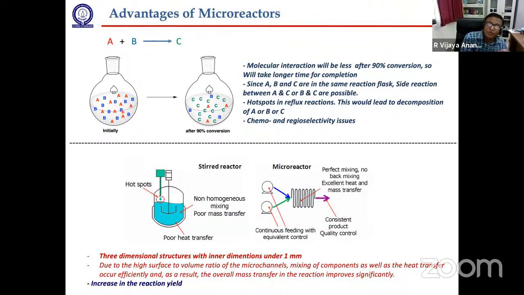So the chances of byproduct formation will be very, very high in a batch reactor. But this kind of problem will not be there in microchannels, because at a given point of time, only the calculated number of the acetyl moiety or acyl electrophile will be available here. Since the primary alcohol is very reactive, it will first react with the acyl chloride or acetic anhydride, whatever. So that will not allow the secondary alcohol to react. In that case, you can improve the chemo- and regioselectivity issues in microreaction technology if you do that experiment in continuous flow.